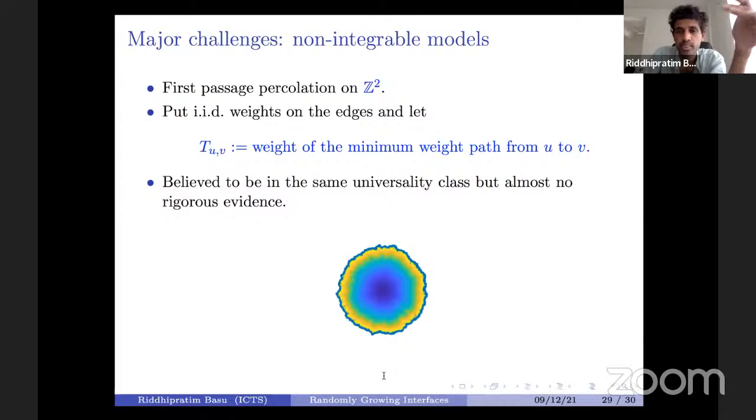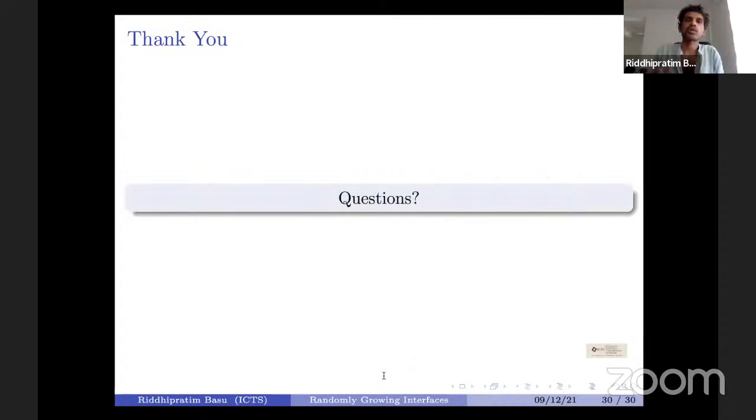I mean, the best thing you know is that the fluctuation is at least like square root log n, and at most like square root n over log n, something like that. So it's very far from the predicted value of n to the 1/3. So understanding these types of models where you do not have any integrable structure remains a major challenge. All right, so I'll stop here, and thank you very much for the attention, and I'm happy to take questions.